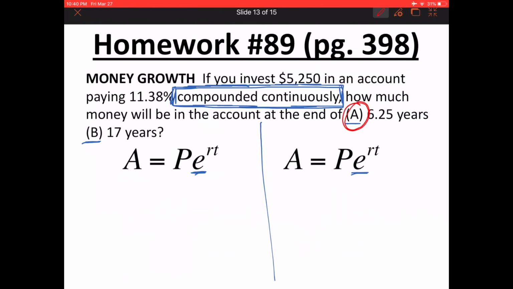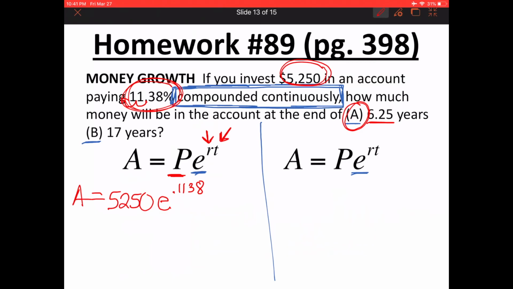For my first scenario, scenario A, with 6.25 years, my principal is going to be $5,250. That is the starting amount. Then I just put the letter E, because that's a constant. It's just always the letter E. For my rate, I am being told 11.38%. So to make that into a decimal, I go over 2 places, and my rate would be 0.1138. For my time in situation A, they say 6.25.